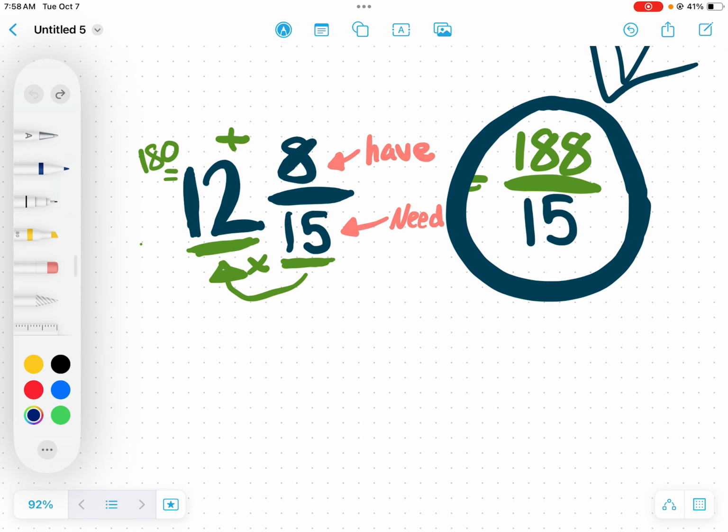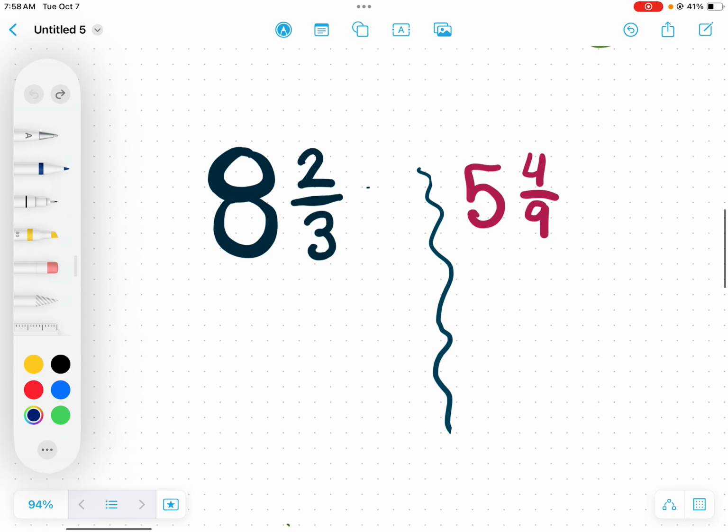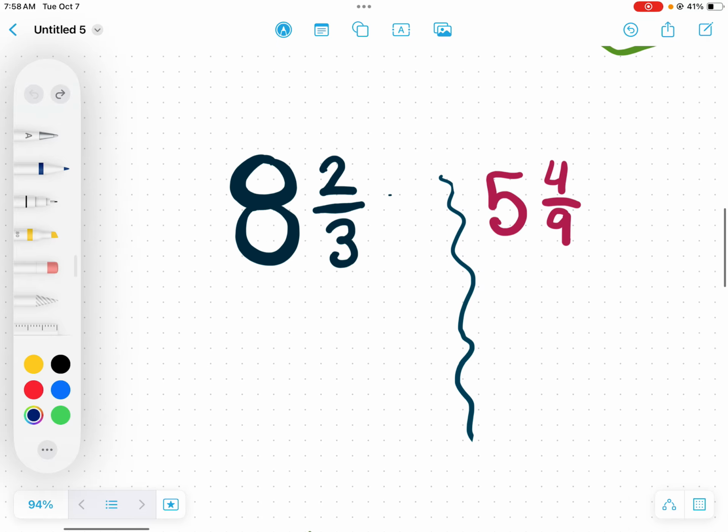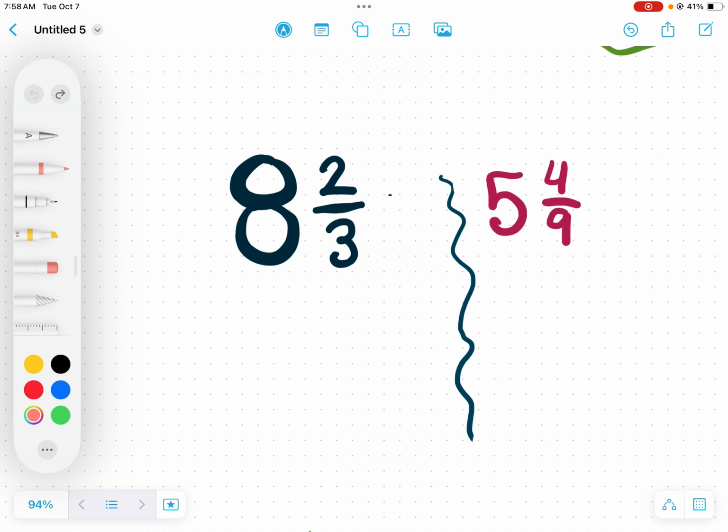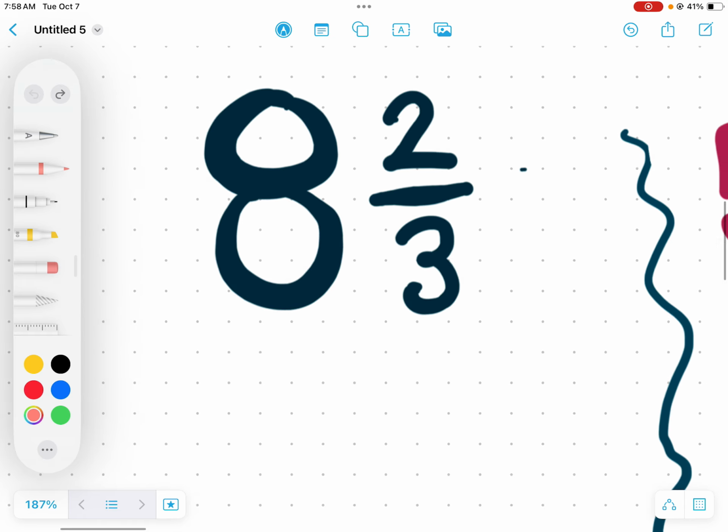So keep in mind that an improper fraction and a mixed number are the same thing, and that an improper fraction counts puzzles in terms of its pieces, whereas a mixed number counts puzzles in terms of wholes and pieces you have left over. Okay?